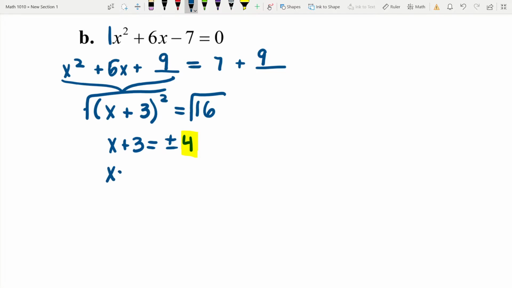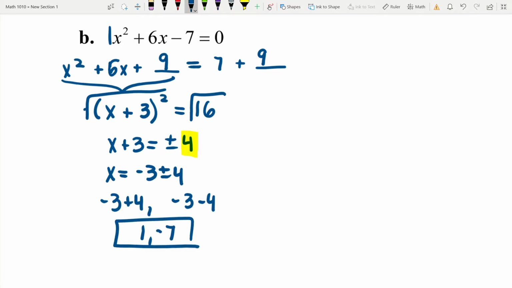Okay, so bring your 3 over. So it's -3 plus or minus 4. You guys, you can never answer like that. You have to keep going. So that means a -3 plus 4 or a -3 minus 4. The 4 could be a plus or it could be a minus. -3 plus 4 is a 1. -3 minus 4 is a -7. There's my answer.